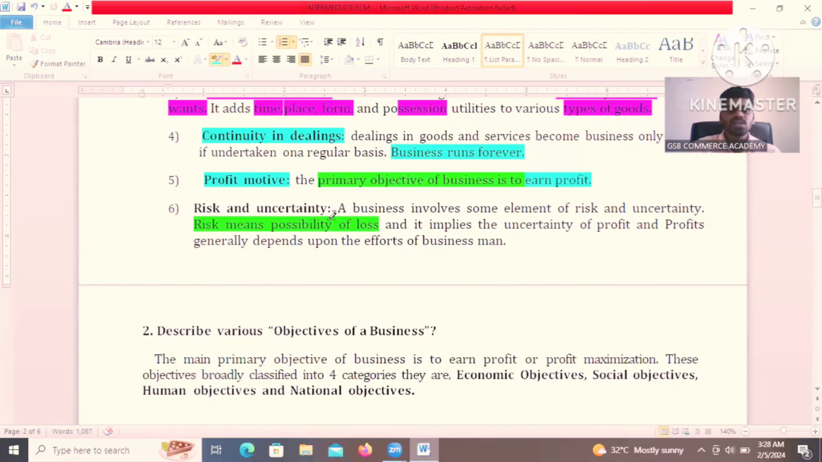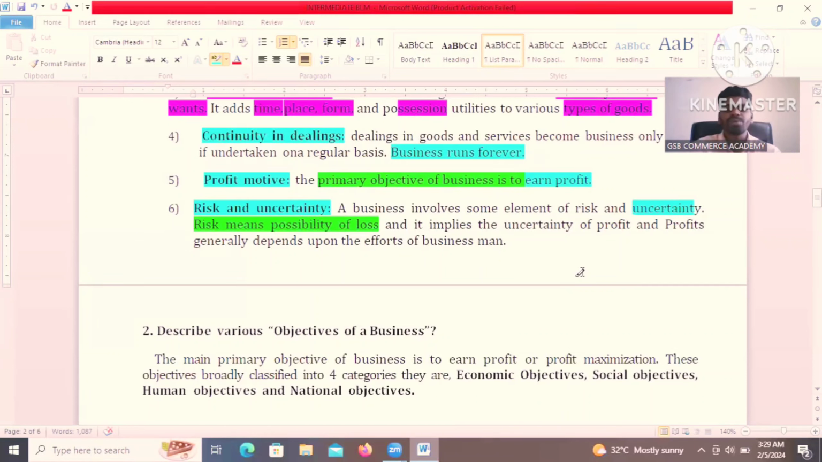And the sixth feature is risk and uncertainty. Here the business cannot always get profits, and in some situations it faces losses also. The business involves some element of risk and uncertainty. Uncertainty is nothing but the future; the future is uncertain. No one knows about the future.